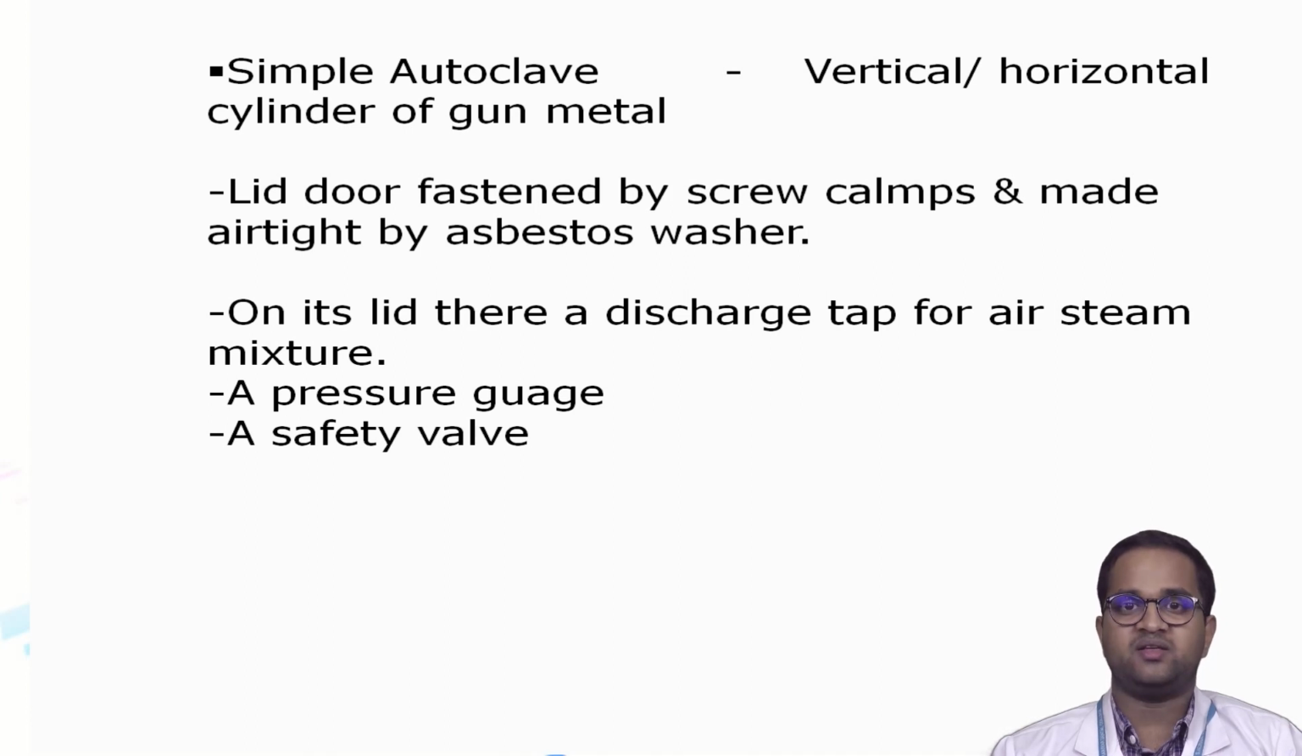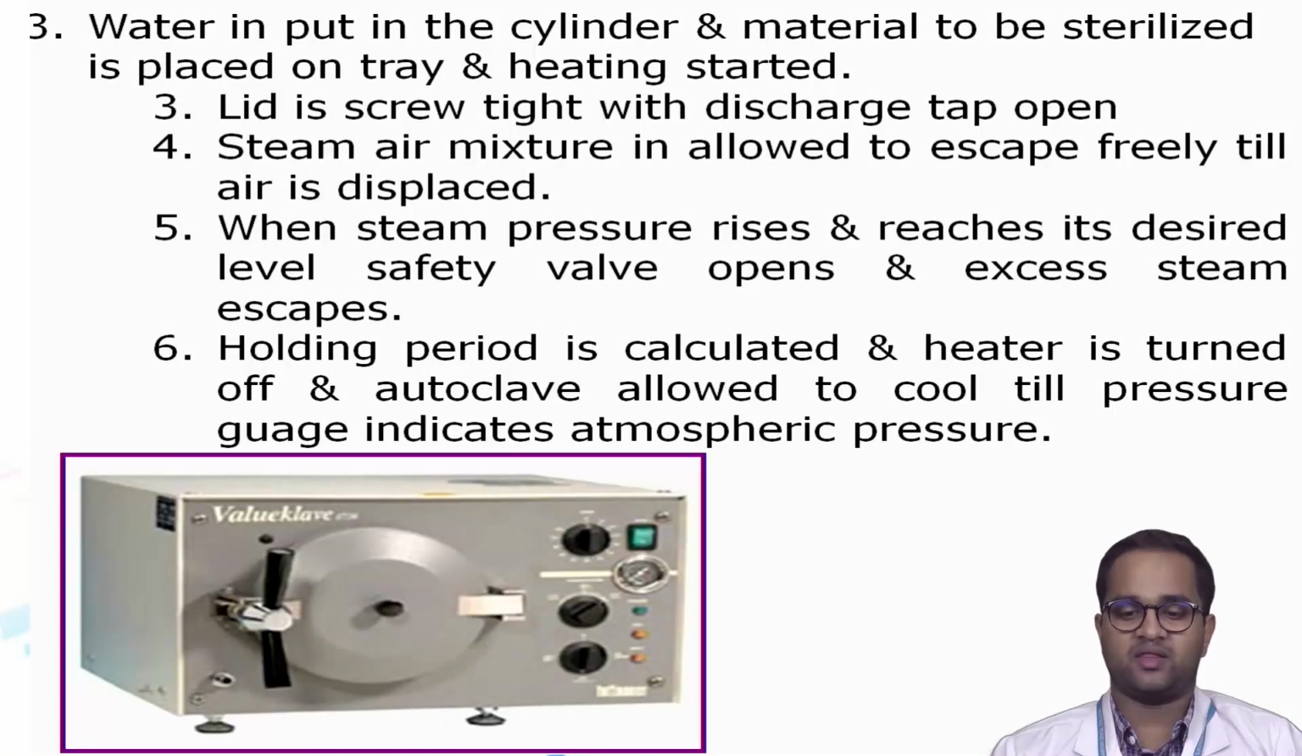On its lid there is a discharge tap for air and steam discharge, and it has a pressure gauge as well as a safety valve. The water is put in the cylinder and the material to be sterilized is placed on the tray and heating is started. The lid is screwed tight with the discharge tap open for the initial air escape. The steam-air mixture is allowed to escape freely till the air is displaced out of the autoclave. So you use it in a vacuum condition.